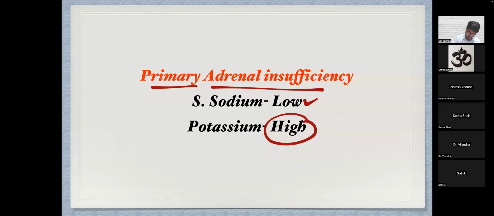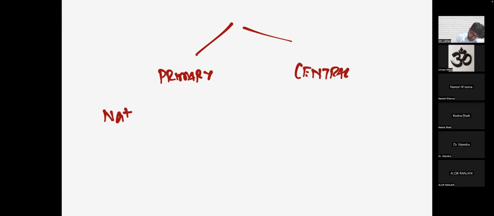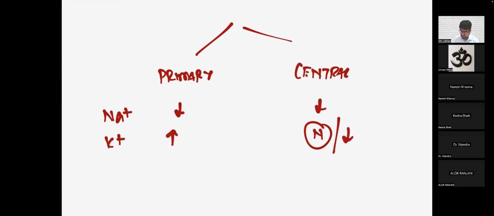So we had seen this flow chart earlier. So you have primary and you have central causes like secondary or tertiary. So one very important differential straight away from this situation is primary adrenal insufficiency: sodium will be low in both the cases, but here the potassium will be high, whereas in a central adrenal insufficiency, the potassium is often normal or sometimes even low. Especially if the patient is on something like dexamethasone, taking dexamethasone for a long time, sometimes potassium may be low.